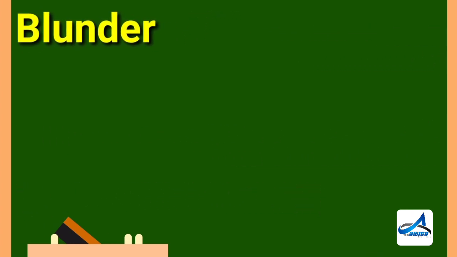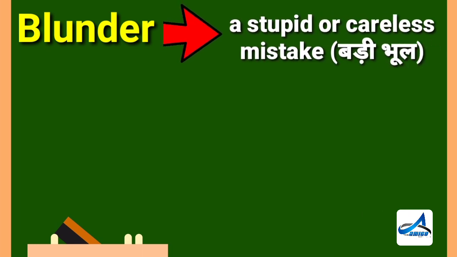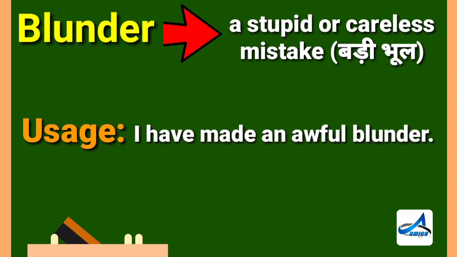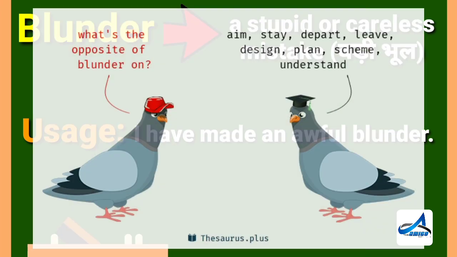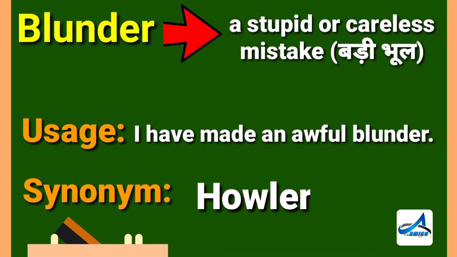Moving to our next word, blunder. Blunder means a stupid or careless mistake. Its Hindi meaning is badi bhool. Now look at its sentence. I have made an awful blunder. Its synonym is holler.